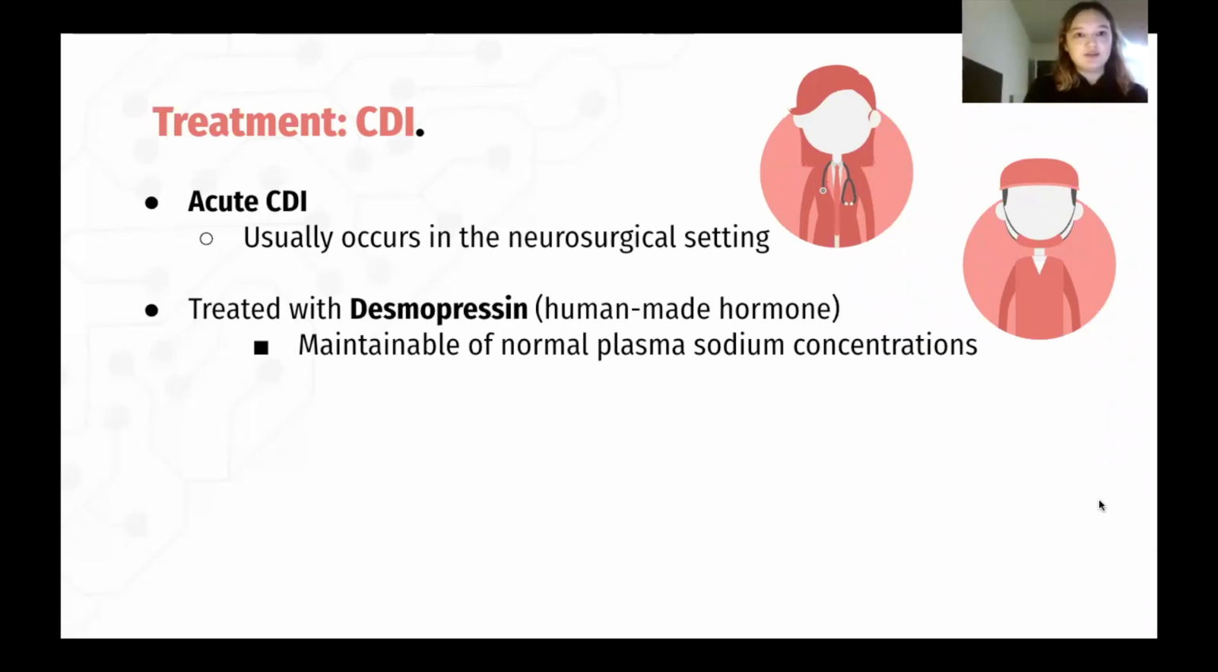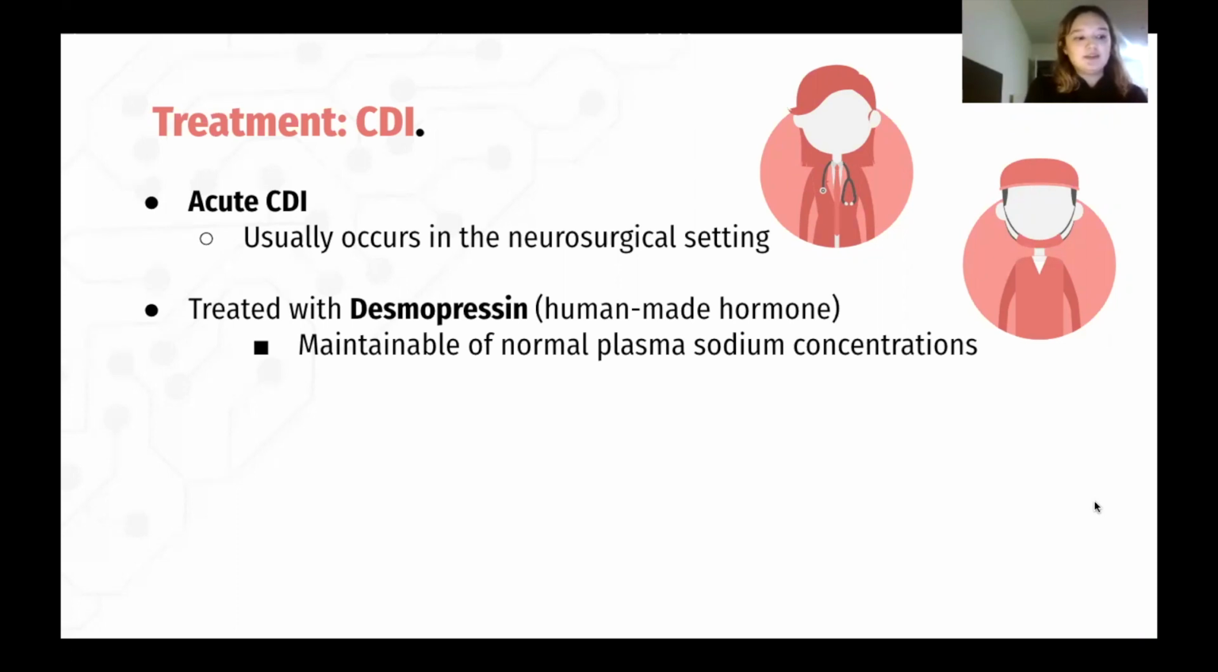Okay, next is the treatment of CDI. Acute onset of CDI usually occurs in neurosurgery settings. During this stage, the water deficit would be replaced with hypotonic fluid. For chronic DI, the human-made hormone desmopressin can control the thirst, and the polyuria of CDI, and can allow the patient a normal quality of life.